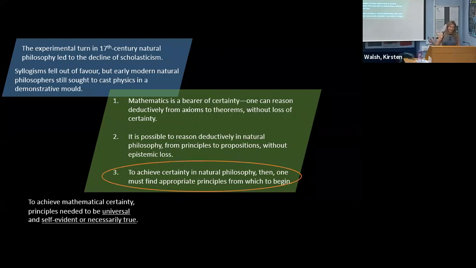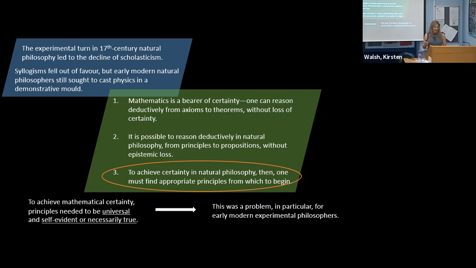So the problem here is, of course, that to achieve the kind of mathematical standard of certainty, which is what they were after in natural philosophy, in order to turn natural philosophy into science, those principles needed to be universal and self-evident or necessarily true. And well, this was a problem for everyone doing natural philosophy, but it was a problem in particular for early modern experimental philosophers.